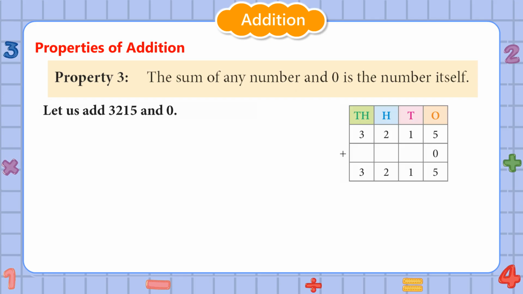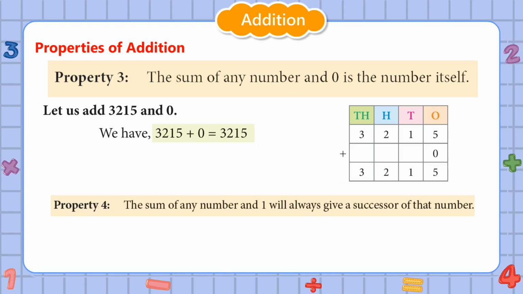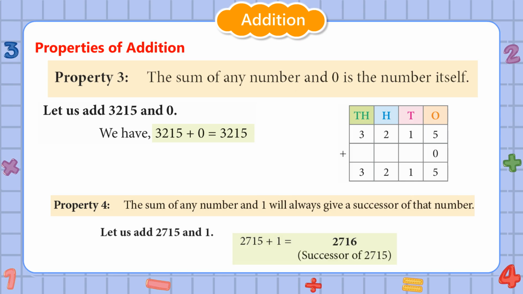Let us add 3,215 and 0. We have 3,215 plus 0 is equal to 3,215. Property 4. The sum of any number and 1 will always give a successor of that number. Let us add 2,715 and 1. 2,715 plus 1 is equal to 2,716. Successor of 2,715.